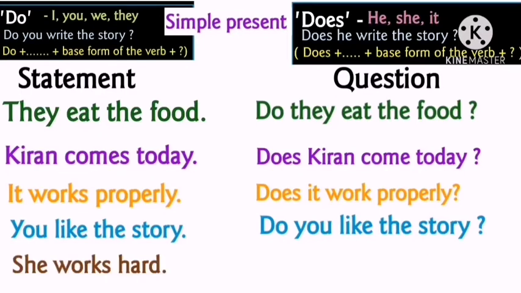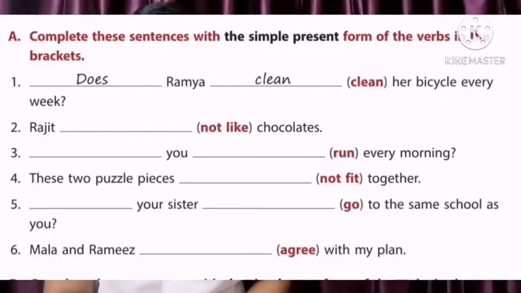Next one. She works hard. Here, she is the subject. It is singular, so we'll begin with does. Does she work hard? And a question mark. We use the base form of the verb work. Children, I hope you understand how we can make questions in simple present tense.